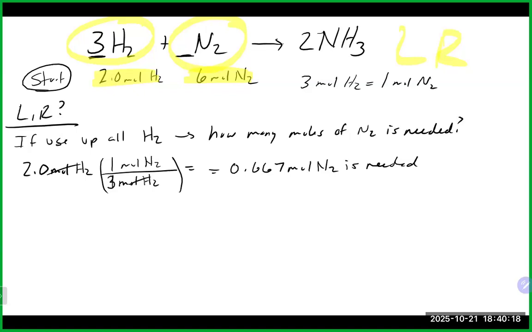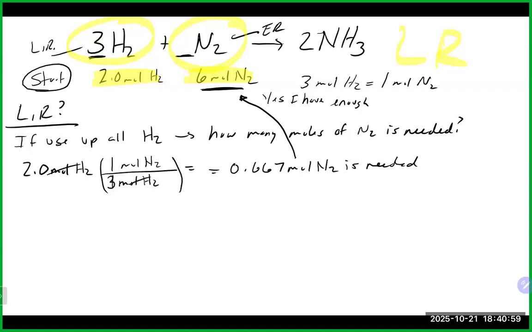Now I need to compare. So what should I compare it to? I should compare it to the starting amount of N2 I have, right? So I have 6 moles of N2, and I only need 0.667 moles of N2 to use it up. Do I have enough in this case? I do. I have 6 and I only need 0.6. So yes, I have enough. And because I have enough, what that tells you is, in this particular case, the N2 is your excess reagent, and by default, your limiting reagent would be your H2.